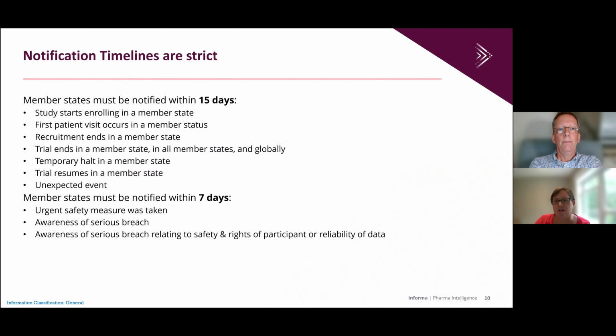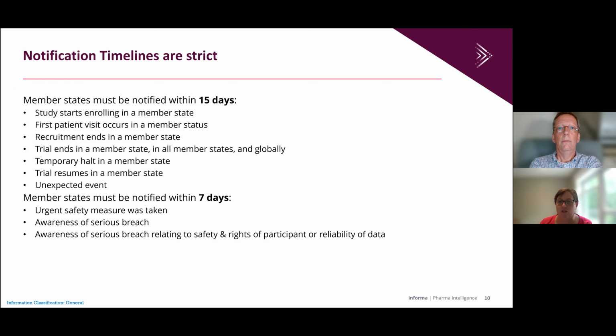As Thomas mentioned, there are definitely strict deadlines with communicating with member states within the CTIS application. And there are a couple of areas that are very strict that you need to know about. So the first one is that as your study is progressing through the various milestones after it's been authorized, those changes, those milestone dates, when they're met in each individual member state, need to be communicated to that member state within 15 days of when that happens.